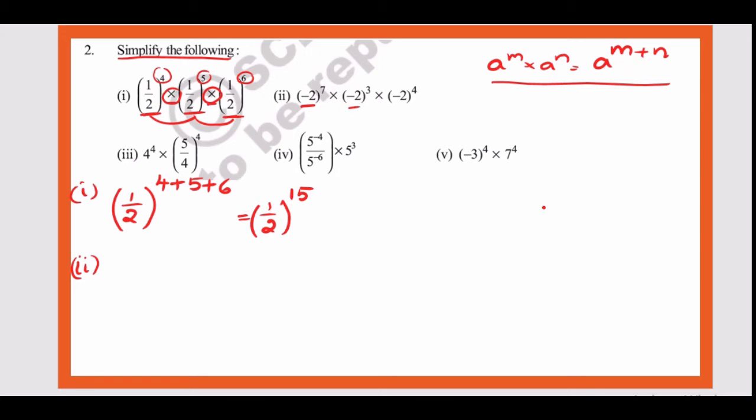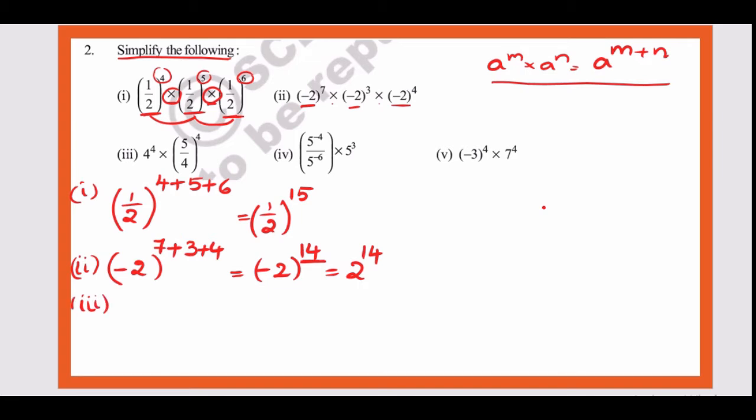Here also, minus 2, minus 2, minus 2, all the bases are the same, and you need to see whether they are in product form or not. Then I can write the same base with the sum of exponents, 7 plus 3 plus 4, which is minus 2 whole power 14. If you observe, this exponent is even, so if you have a negative inside, it can be written as positive. There will be no effect of the minus when you have an even power, right?